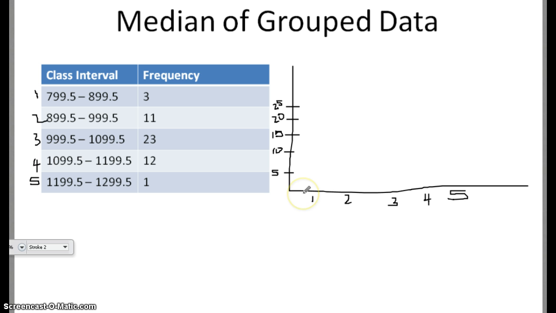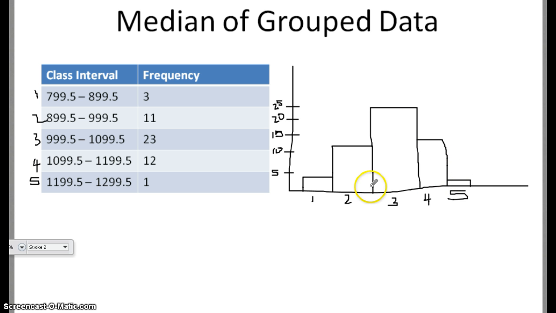A histogram is like a bar chart, but the columns actually touch. So column 1 is just going up to 3, and then column 2 goes up to 11. Column 3 goes up to 23. Column 4 goes up to 12. My columns aren't very even here, sorry about that. And column 5 is really short, down here at 1. So all of these bars together make a polygon shape. You can sort of see my cursor here tracing it out. A polygon is just a many-sided figure.